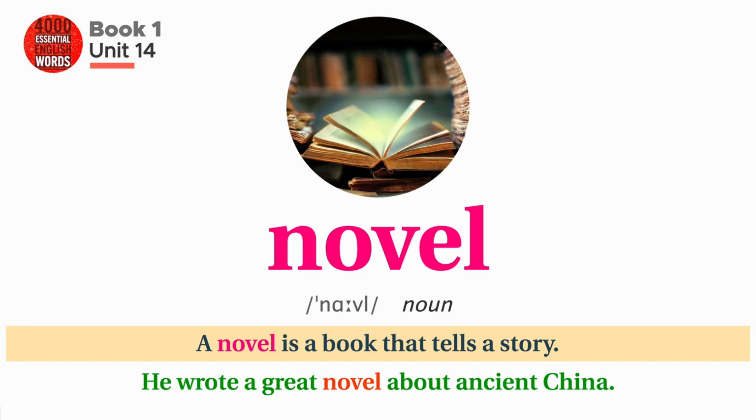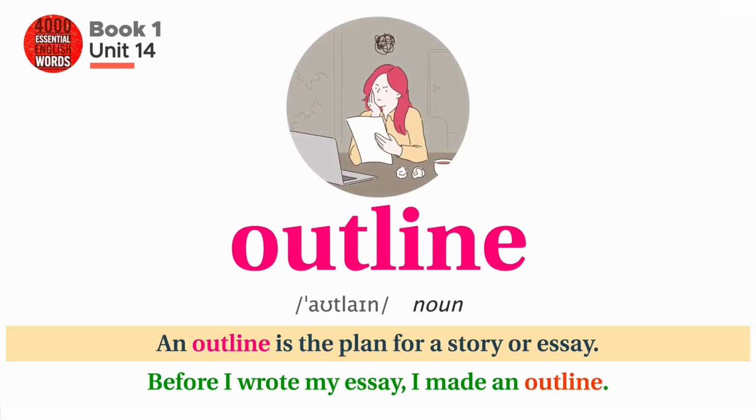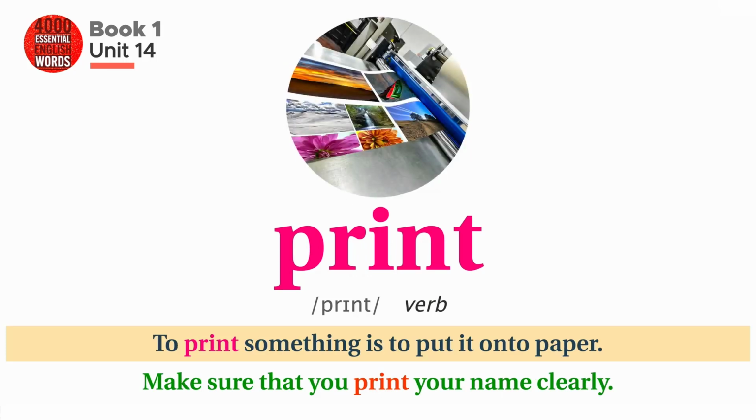Novel. A novel is a book that tells a story. He wrote a great novel about ancient China. Outline. An outline is the plan for a story or essay. Before I wrote my essay, I made an outline. Poet. A poet is a person who writes poems. William Shakespeare was one of the greatest poets. Print. To print something is to put it onto paper. Make sure that you print your name clearly.